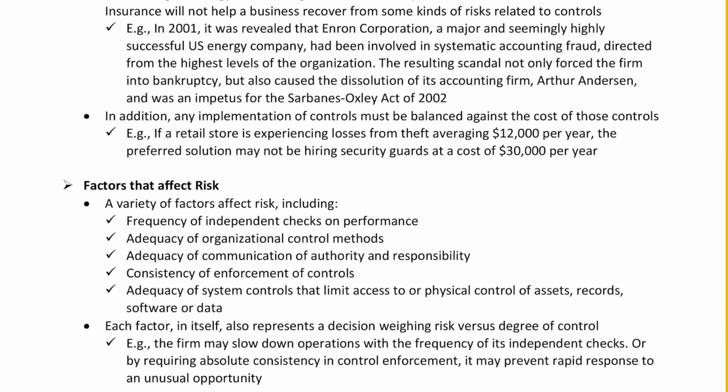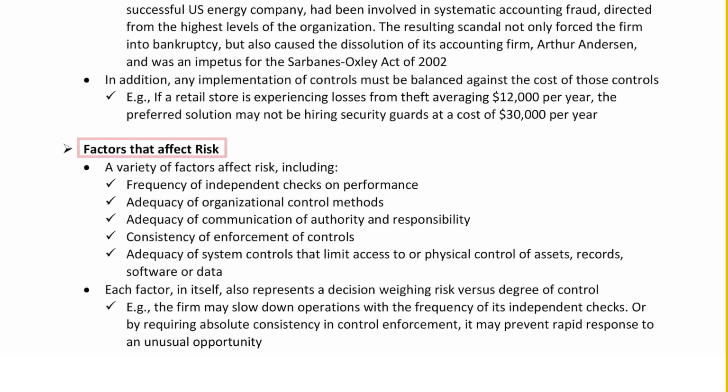Coming down on the page, put a box around factors that affect risk. Now, a variety of factors affect risk, including the frequency of independent checks on performance, adequacy of organizational control methods, adequacy of communication of authority and responsibility, the consistency of enforcement of controls, and adequacy of system controls that limit access to or physical control of assets, records, software, or data.